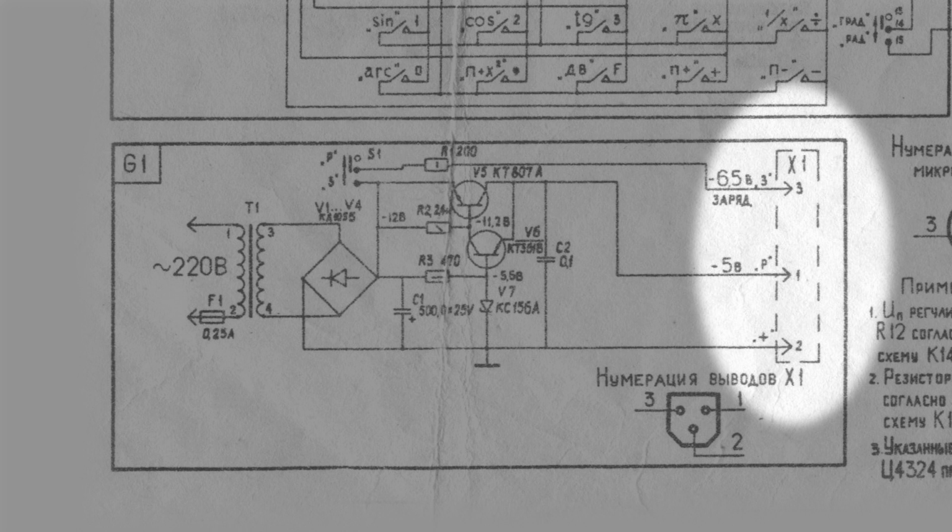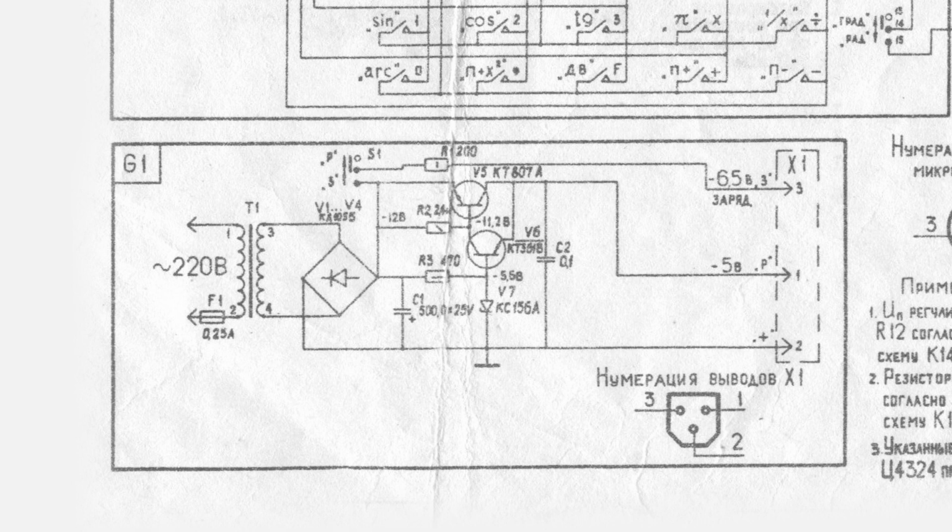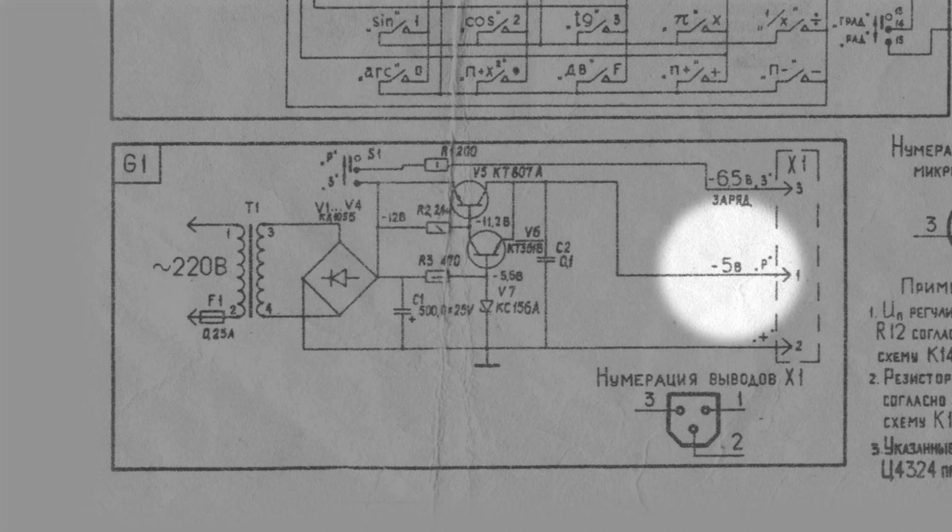Minus 6.5 volts for charging, minus 5 volts for operating the calculator, and then a plus line. So it's a negative voltage system. And here's our pinout for the charging connector. Great. So we don't care about the charging voltage right now. What I care about is the minus 5 volts that we need to power this device on.